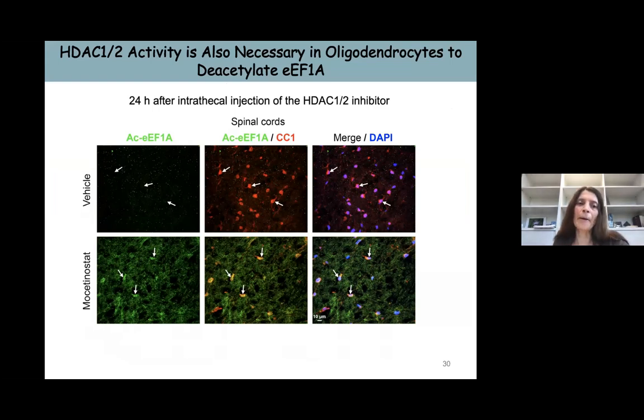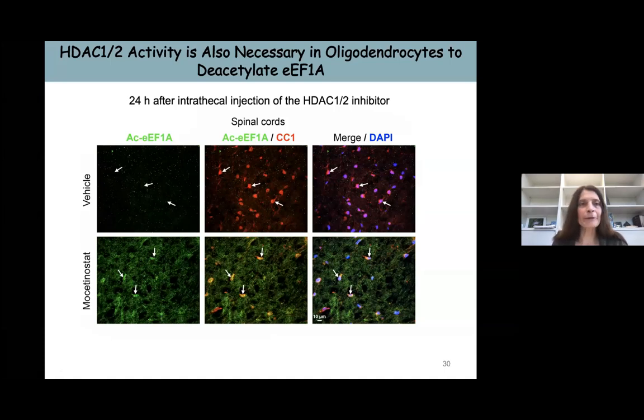So we treated mice with the HDAC1/2 inhibitor mocetinostat intrathecally and collected the spinal cord 1 day post-lesion. And here again, we saw a really strong increase of the levels of acetylated TFIA that were not detectable in the vehicle-treated animals. You can see that's a co-staining with CC1, which is a marker of mature oligodendrocytes. Acetylated TFIA is everywhere, but it is also strongly localized in the oligodendrocytes.